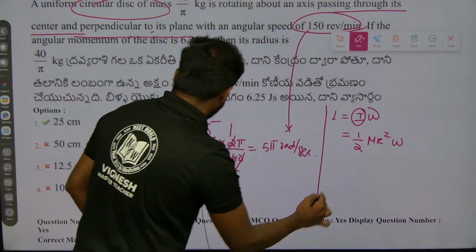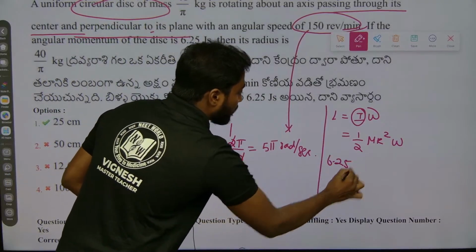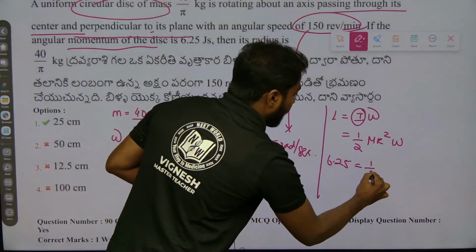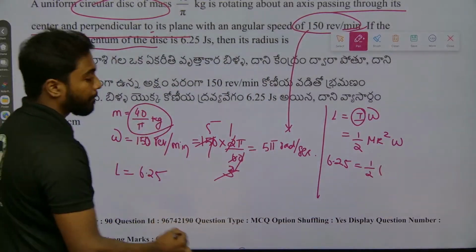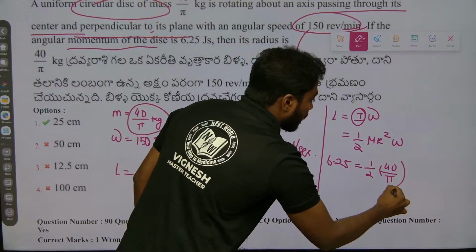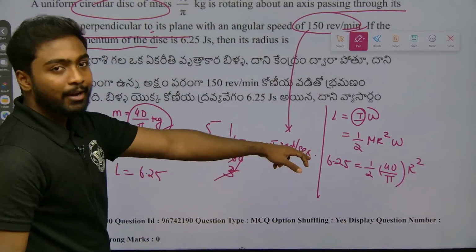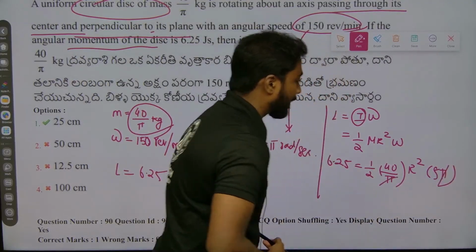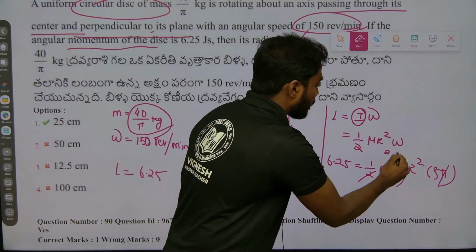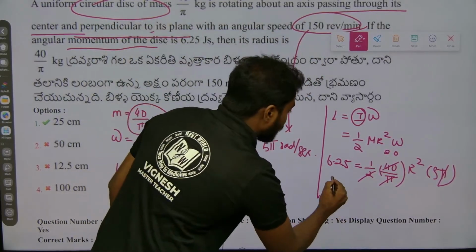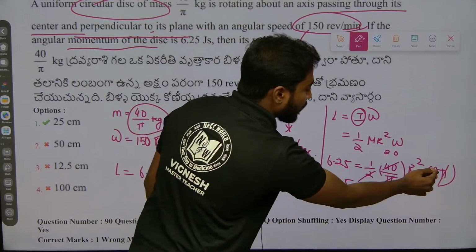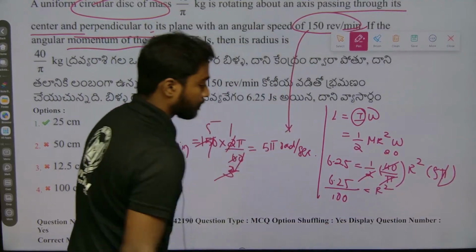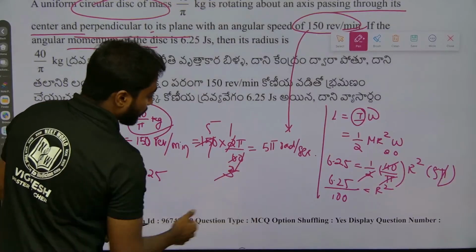Now about the calculation part. So 6.25 is the given, what is the given? Angular momentum, right? Is equals to half into mass, which is given as 40 by pi, into r square. I don't know, I need to find the value of r. Omega is 5 pi. So pi will get cancelled, and this is 20 times 5, right? So 6.25, if I take 20 into 5, that is 100, no? Divide by 100 is equals to r square. I'll erase this point.